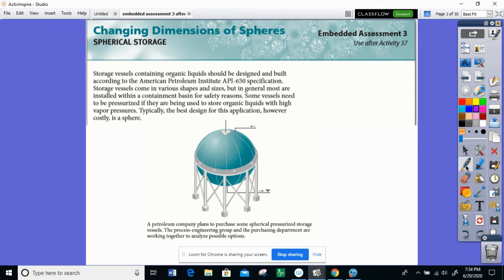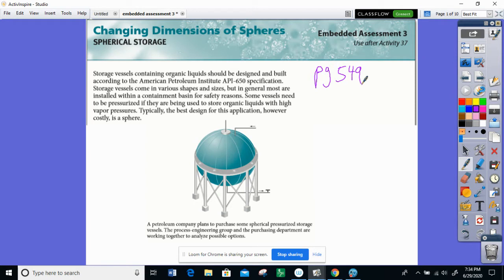This is from page 549 if you're following along in the PDF in the Unit 5 ebook, and this is titled Changing Dimensions of Spheres, Spherical Storage.